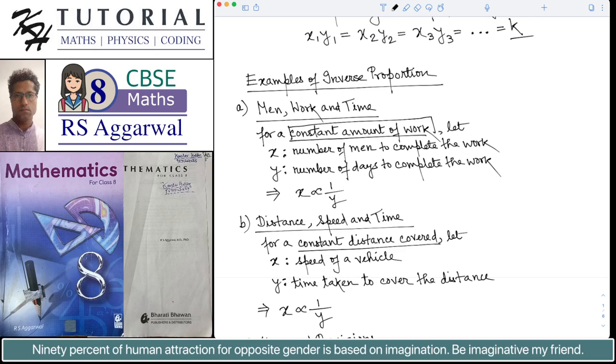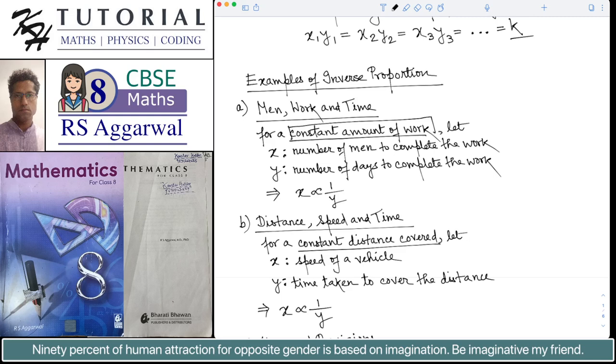So if the amount of work is kept constant and we consider the quantity x to be the number of men required to complete that amount of work, and the quantity y to represent the number of days to complete that amount of work, then it is found that the quantities x and y will be inversely proportional to each other. That is, x and y will be in inverse variation or inverse proportion, or x will vary inversely with y.